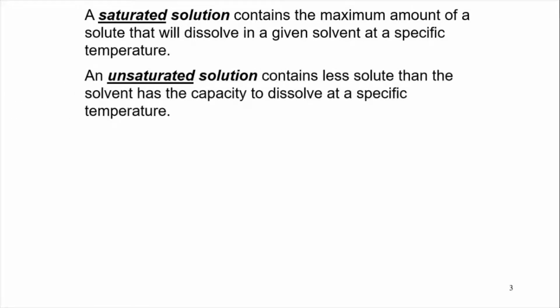Okay, now we can dissolve all kinds of amounts of a solute in the solvent as long as they will dissolve. At some point, you reach the maximum amount of solute that will dissolve in a given amount of solvent at a specific temperature, and we'll call that a saturated solution. It's the maximum amount of solute that you can put in there at that temperature. That means that any solution that has less solute than the solvent has the capacity to dissolve at that specific temperature, we're going to call that an unsaturated solution.